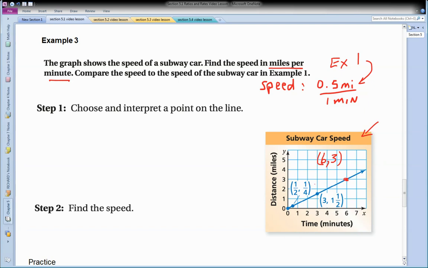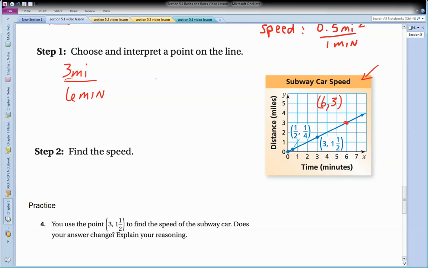So we want to interpret that. What we mean by interpreting is we want to add the units to this. So this is 3 miles in 6 minutes. So I just made a rate, and let's see if that will work for us. Okay, so we want to find the speed, and let's find the speed here. So I have 3 miles in 6 minutes.